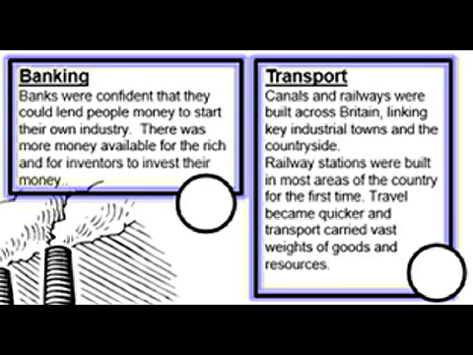Transport had started to become more and more important. New canals and the first railways had been built across Britain, connecting the key industrial towns and the countryside. Railway stations were built in most areas of the country for the first time. Travel became quicker and cheaper and easier.